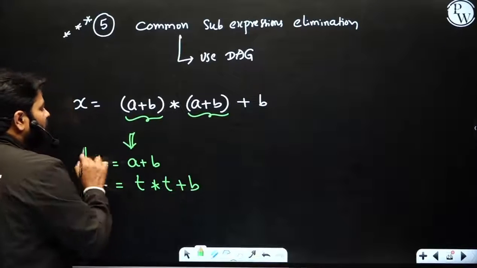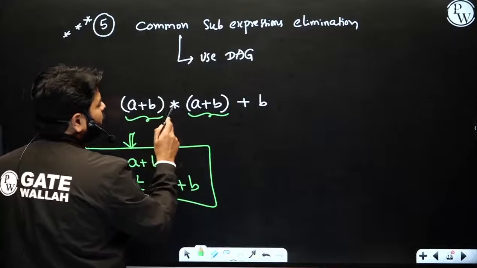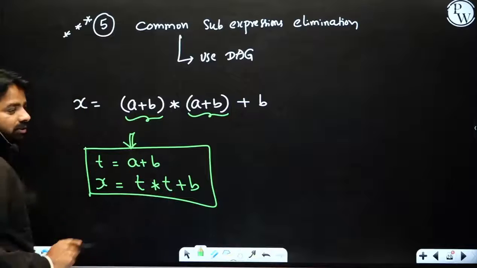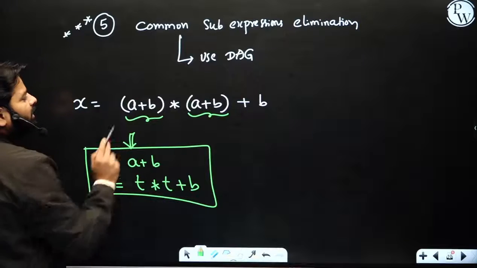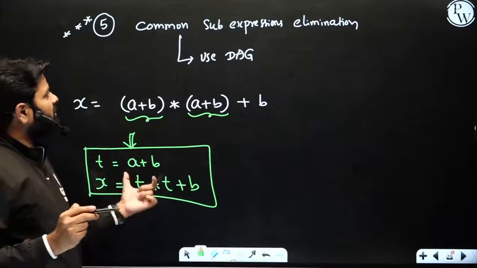What is the advantage of this? Here you are doing 1, 2, 3, 4 operations. Here you are doing 1, 2, 3 operations only. Here 3 additions, 1 multiplication. There 2 additions, 1 multiplication. So this is eliminating the common sub expression.